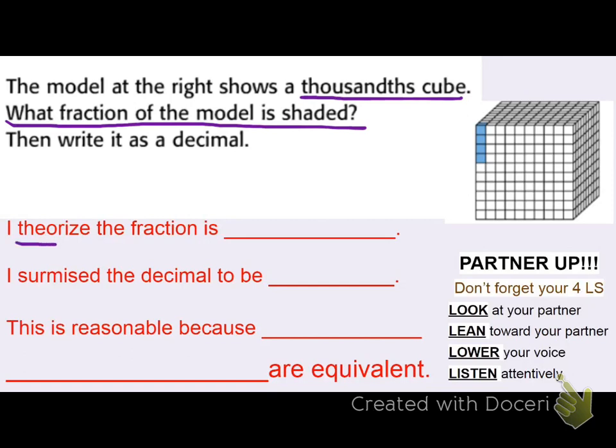Well, I theorize the fraction is, well, I'm going to put my fraction line. We know there's 1,000 total cubes, so that's my bottom value. How many out of 1,000? Well, there's 4 shaded, 4 thousandths.